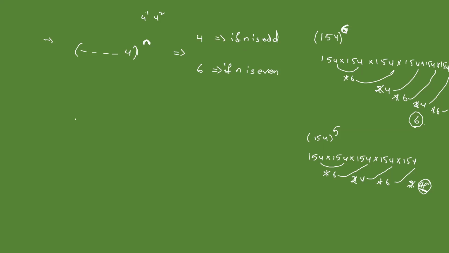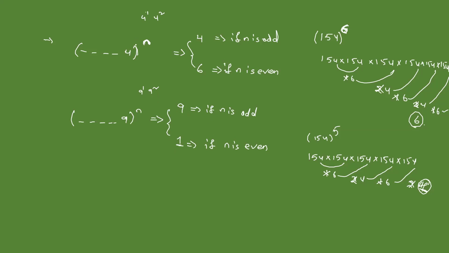Okay, remember this thing. Now, similarly, any number which ends with 9. Same logic. Here also the same 9 if n is odd. And similarly 1 if n is even. Similar to 4. 9 power 1, 9 square. 9 power 1 is 9 itself. 9 square is 81. We will take only the units place, that is 1.